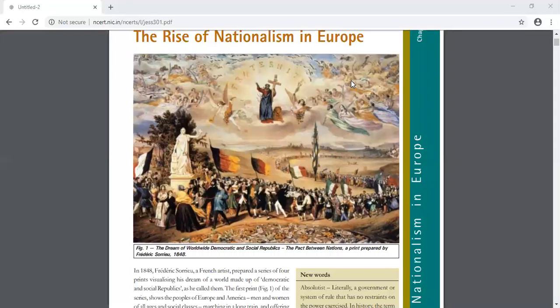Nations began to be personified, that is, they were represented as a person with characteristics that identify their nation. Mainly female figures were used to portray the nation. Earlier also, in the French Revolution, we have discussed this type of idea. So this is the introduction of the chapter.